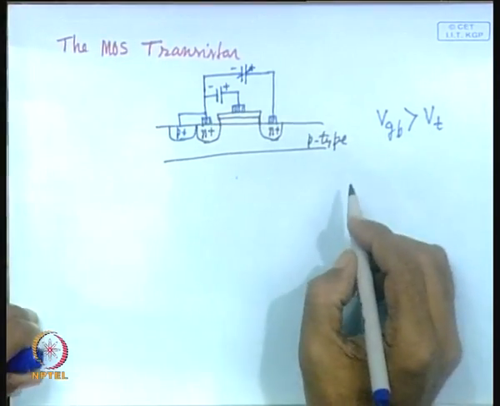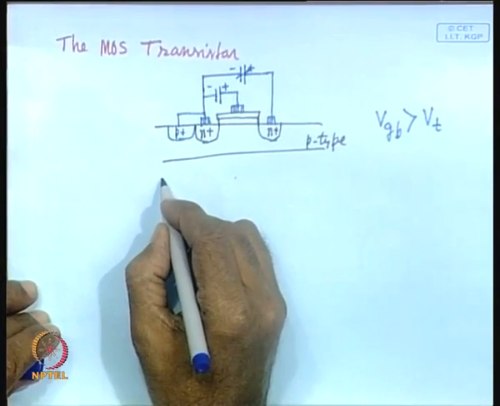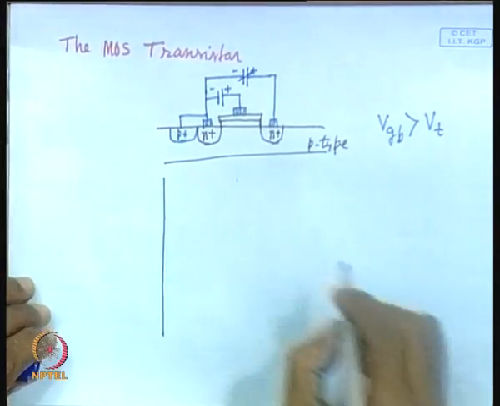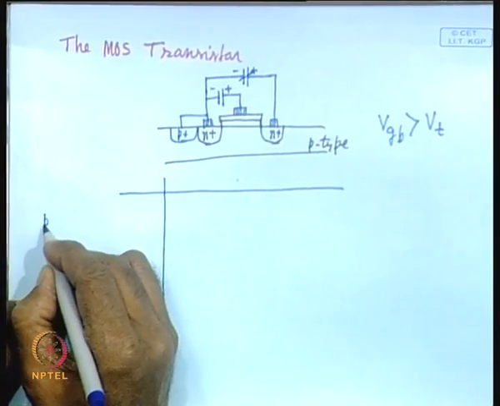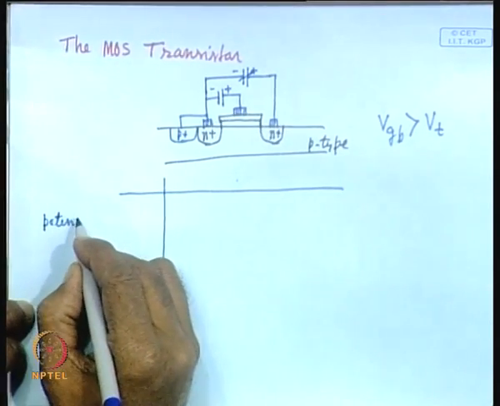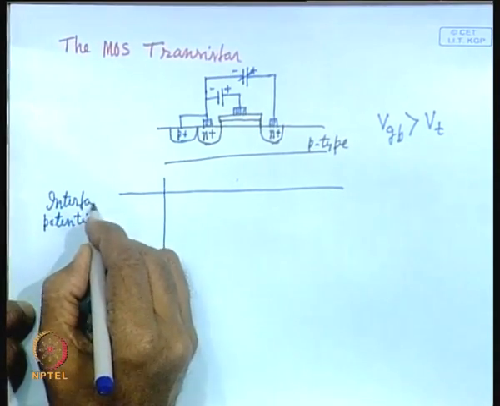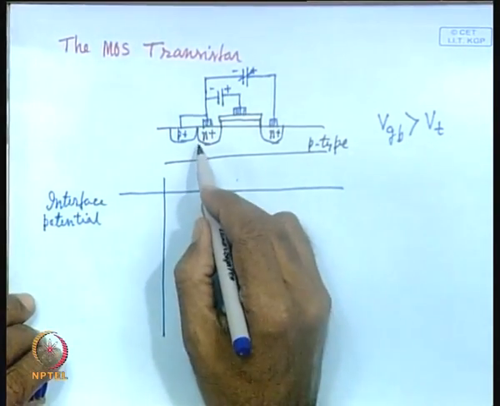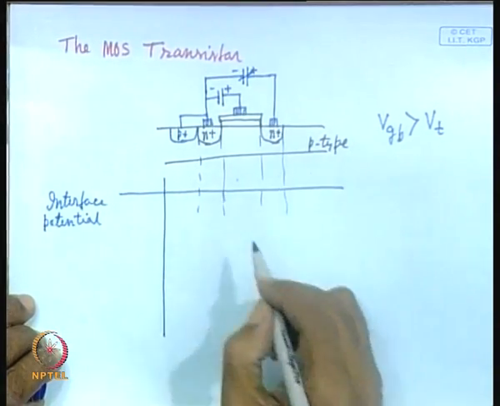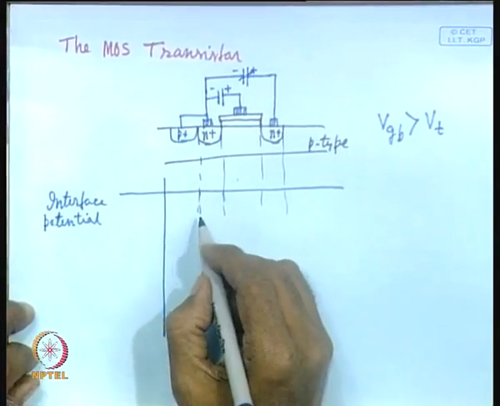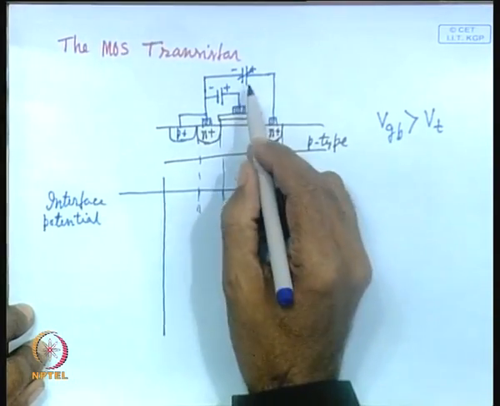So, in this condition, what will be the situation and the potential interface, and how the device will behave? Let us see. So, here also you have got potential distribution, interface potential you can say. Again we shall be having two QFLs, but in this particular case initially let us assume this voltage is 0.